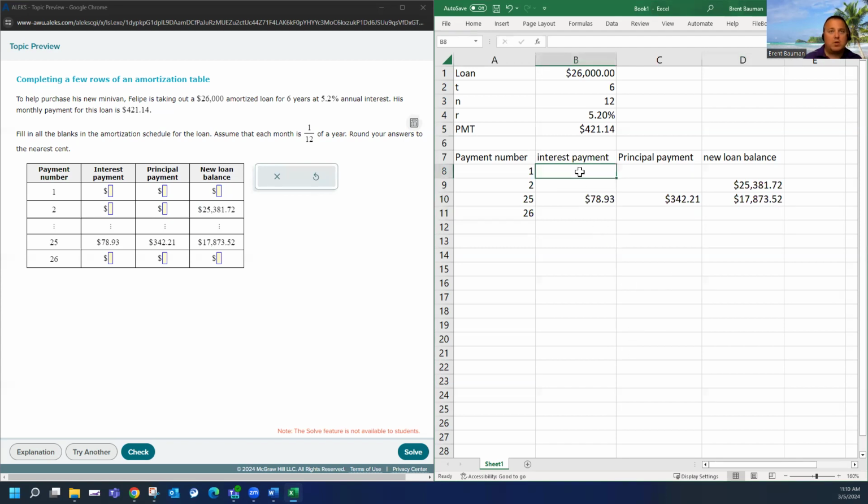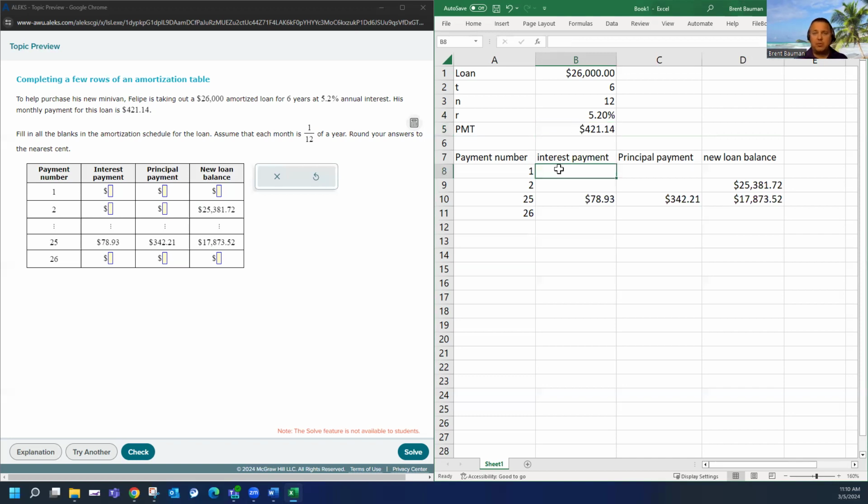So let's talk about setting up an amortization table. This is just a table that shows how your payment is broken up. So when you make a payment to a loan, a portion of it is interest that the bank keeps, and then a portion of it is the actual payment that reduces the loan amount. So we have a payment of $421.14 each month, but not all of that is going to get removed from the loan amount of $26,000. So let's go ahead and set that up and break apart that payment to see exactly what's happening.